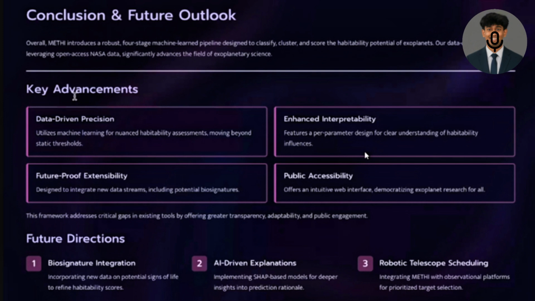And then next is robotic telescope scheduling. So this is basically when more data is being acquired from, let's say, NASA, or from the ESA or any other space telescope in the world. As this new data is coming up, it can automatically be clustered into the machine learning model, which is something that could also be a future direction.